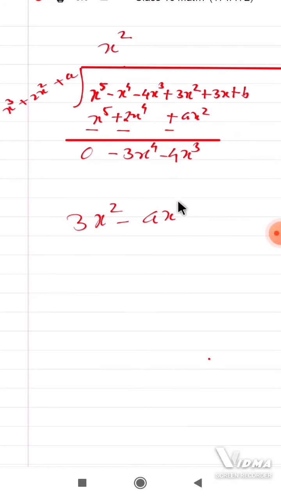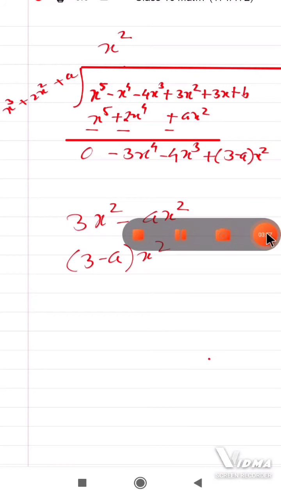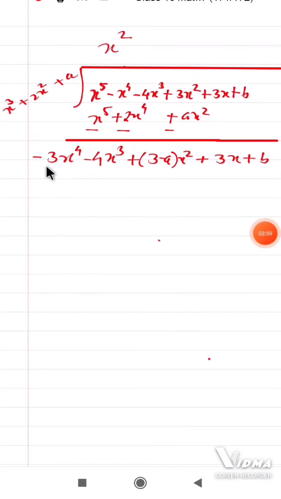When we subtract, only x² is common, so we get (3 − a)x². The remaining terms, 3x + b, come down as they are. Now we start dividing the next term: −3x⁴ divided by x³.